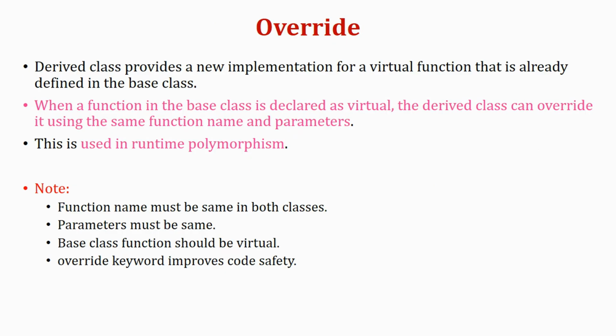The derived class provides a new implementation for a virtual function that is already defined in the base class. When a function in the base class is declared as virtual, the derived class can override it using the same function name and parameters. This is used in runtime polymorphism. Just to remember some function points: the function name must be the same in both classes, it means both base class and subclasses. Parameters must be the same. The base class function should be virtual. The override keyword improves code safety.